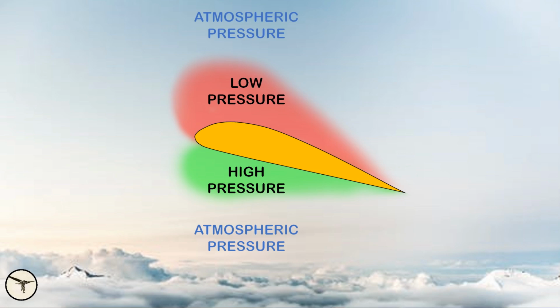This is what happens around an airfoil in flight. Under the wing, the air slows down, resulting in a decrease in dynamic pressure and increase in static pressure. Over the wing, the air moves faster, resulting in an increase in dynamic pressure and decrease in static pressure.